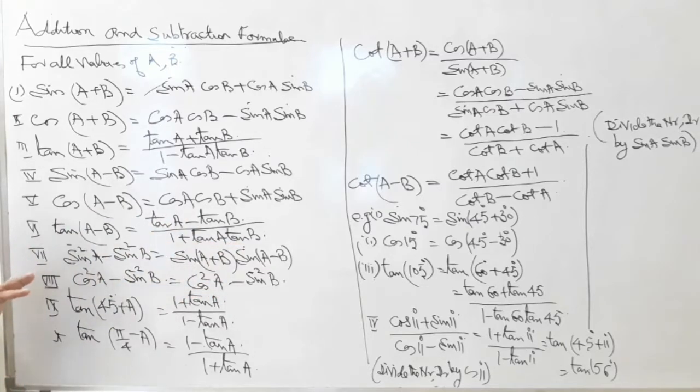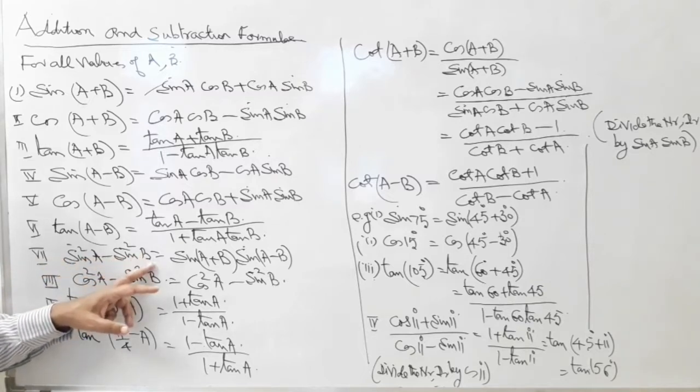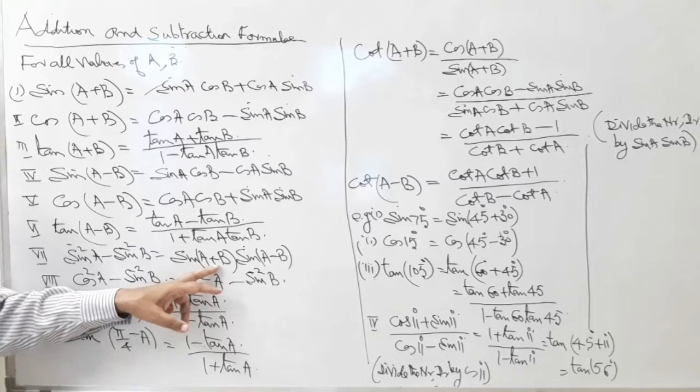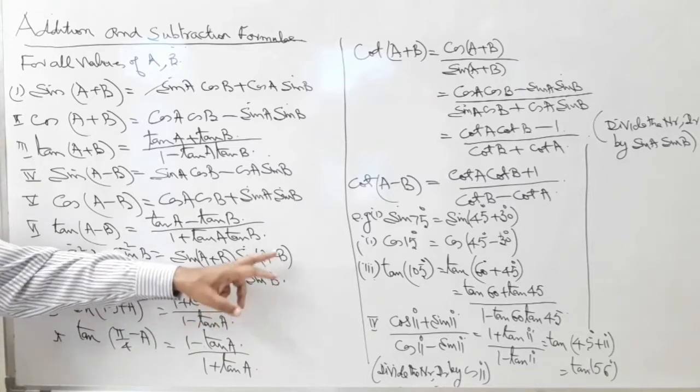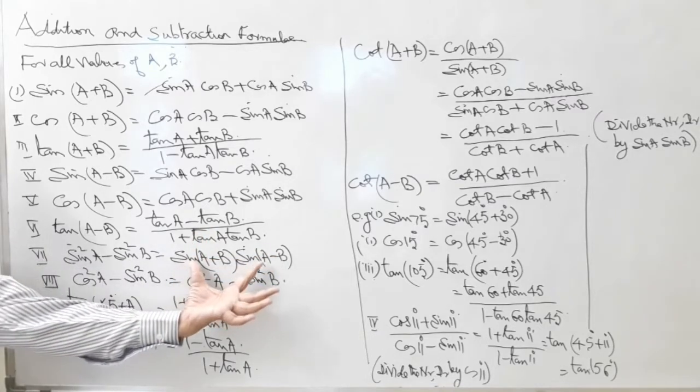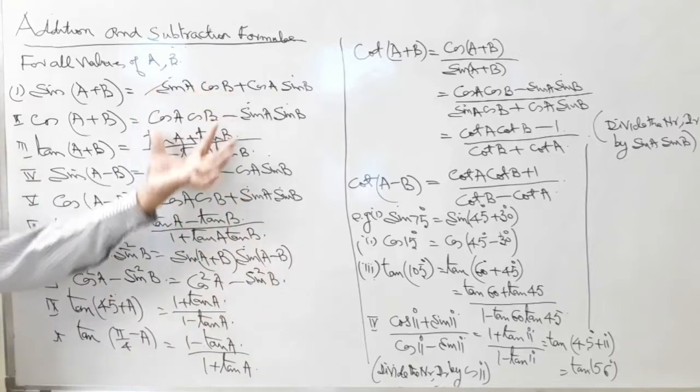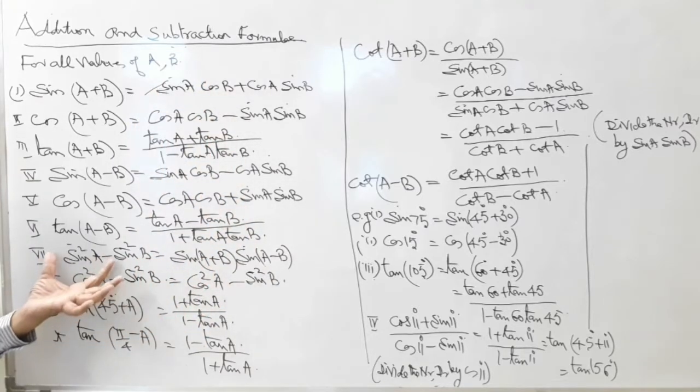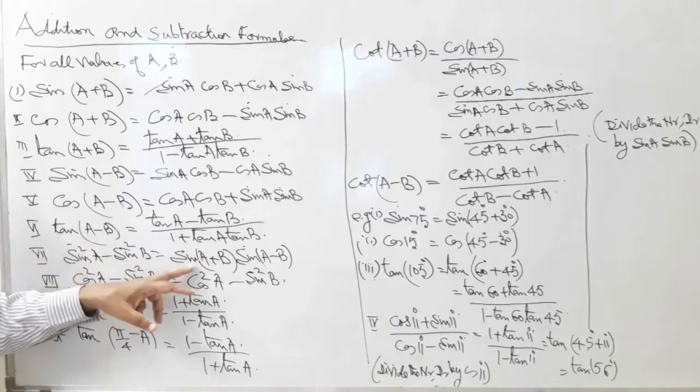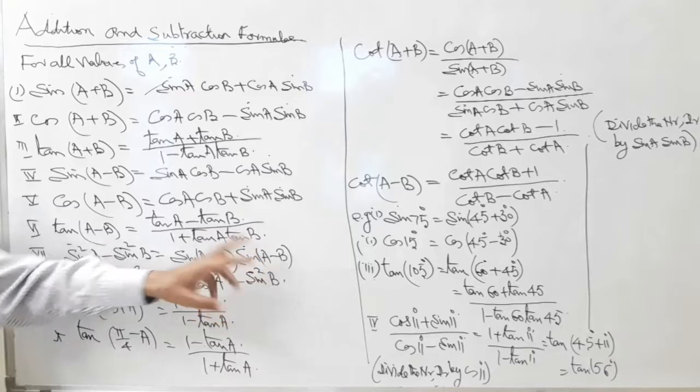Then we have sin square A minus sin square B. This is formula number 7. Sin square A minus sin square B is sin(A plus B) sin(A minus B). If you want to verify, simplify the right hand side using the above results, and you will get the left hand side. In terms of sines, sin square A minus sin square B equals sin(A plus B) sin(A minus B).